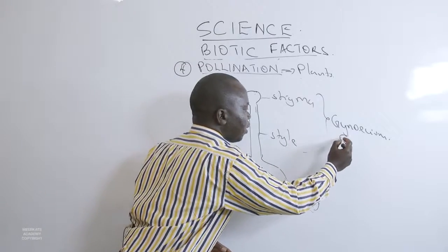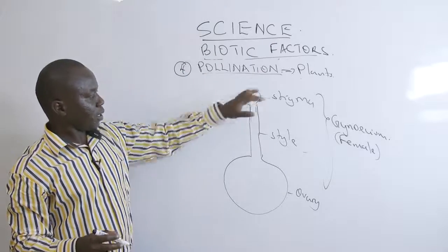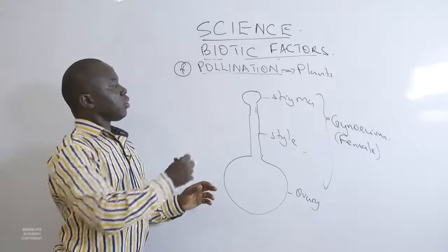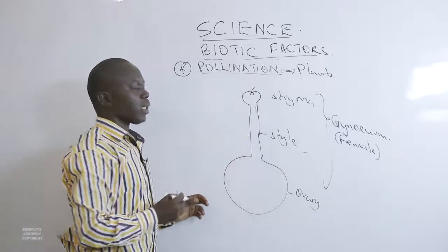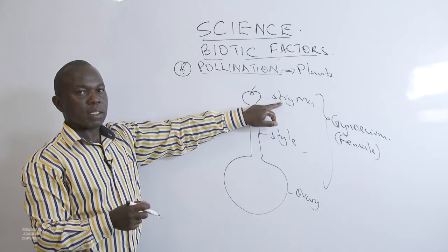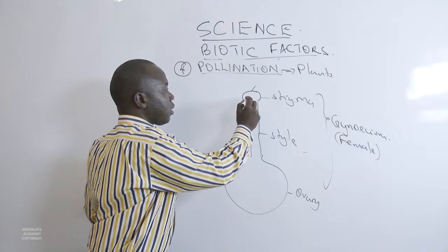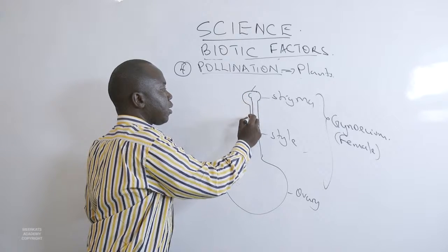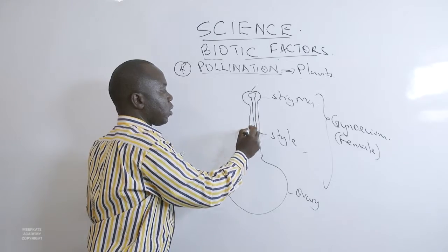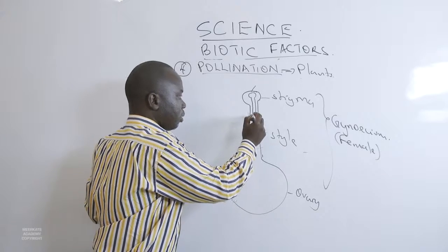Gynoecium simply means the female part of a flower: stigma, style, ovary. So we have a pollen grain that has landed on the stigma. The stigma has sugary substances and other conditions that make this grain germinate into a projection. That projection is called a pollen tube.